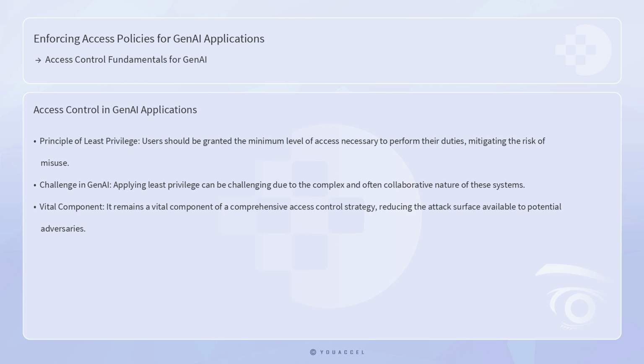Another critical consideration in access control for GenAI applications is the principle of least privilege, which mandates that users be granted the minimum level of access necessary to perform their duties. This principle helps to mitigate the risk of misuse and limit the potential damage from unauthorized access. Applying the principle of least privilege in GenAI environments can be challenging due to the complex and often collaborative nature of these systems. Nonetheless, it remains a vital component of a comprehensive access control strategy as it reduces the attack surface available to potential adversaries.